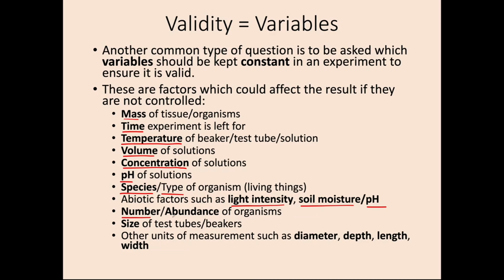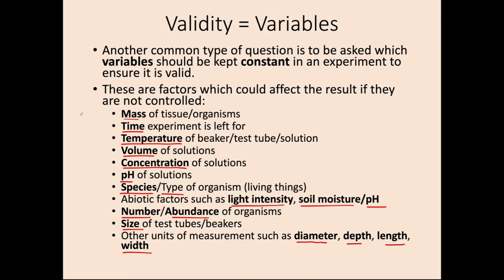So we have to. The number or abundance of organisms, the size of the test tubes or beakers could have an impact, and other units of measurement as well. Things like the diameter of something, the depths of something, the length, the width. All of these things will have an impact on the results if they are not controlled and kept constant throughout the experiment. Okay, so that's quite a big old list for you to remember. The ones that are probably the most common ones that come up in the exams are mass, time, temperature, volume, concentration, and pH from time to time as well. The other ones are quite specific to a type of question, okay? So they won't necessarily come up in every single one of these examples.